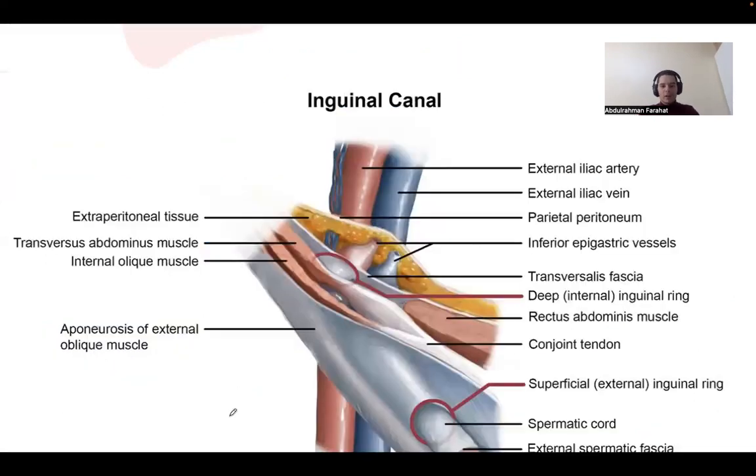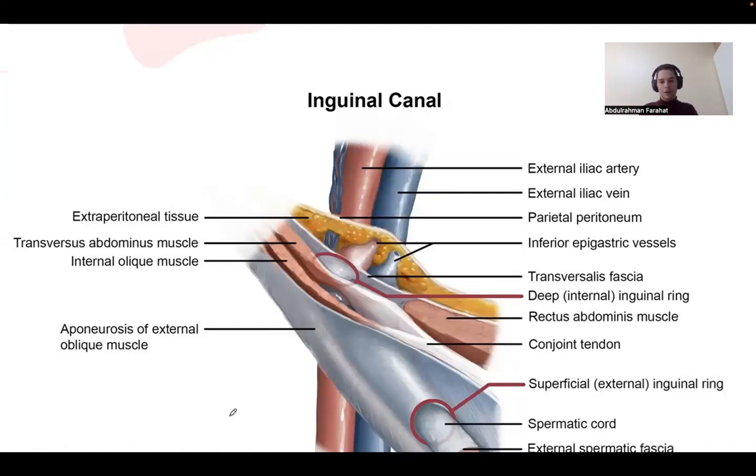Now, inguinal canal. So what's the inguinal canal? When I say inguinal canal, this is a pretty difficult concept. But I remember staying late night last year just trying to understand the inguinal canal, and I couldn't understand it. Hopefully I'll try to simplify it to you guys right now.